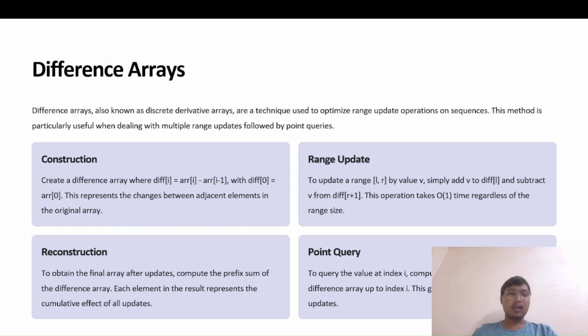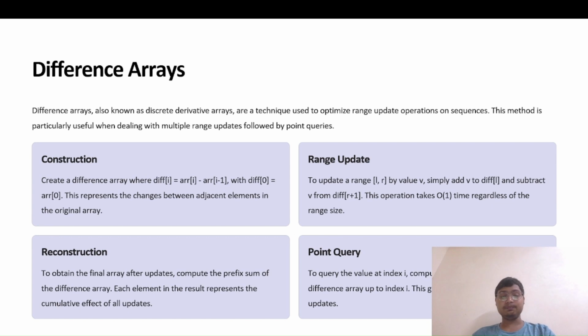Difference arrays, also known as discrete derivative arrays, are a technique used to optimize range update operations on sequences. This method is particularly used when dealing with multiple range updates followed by point queries. Construction. Create a difference array where difference of i equals array of i minus array of i minus 1, with difference of 0 equal to array of 0.